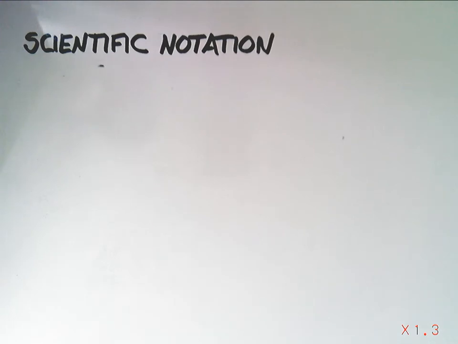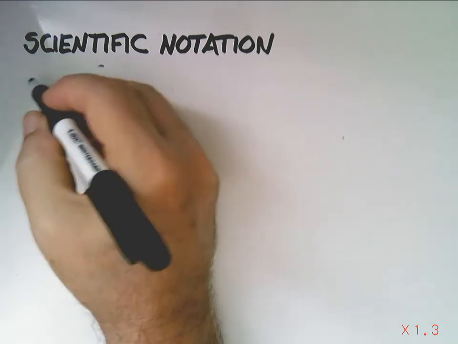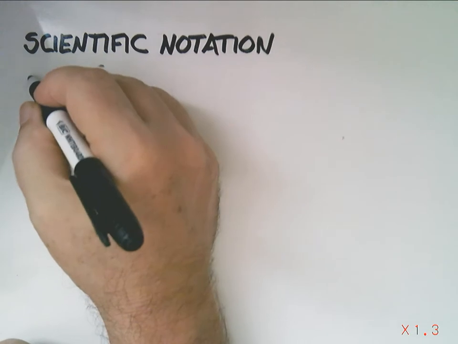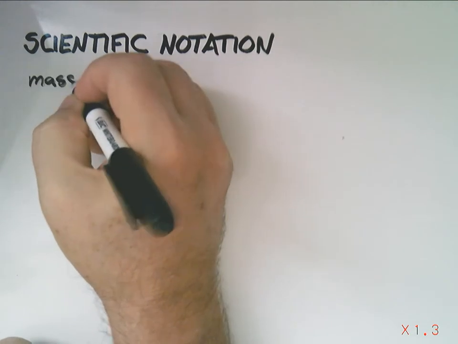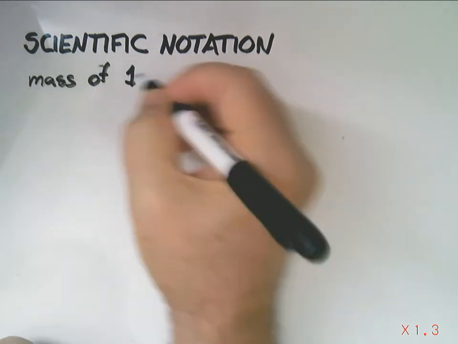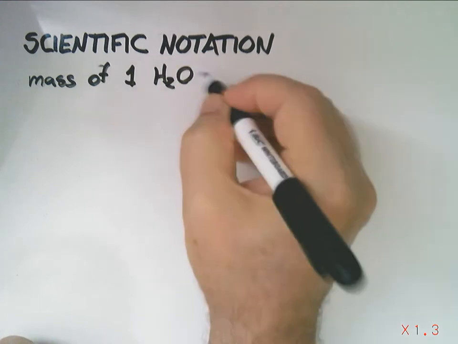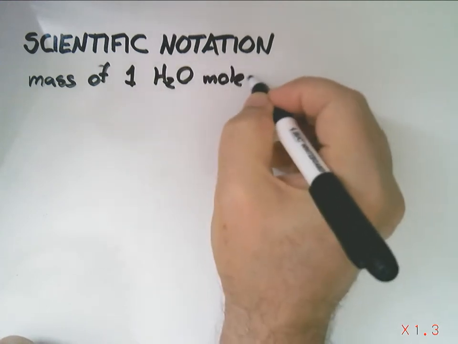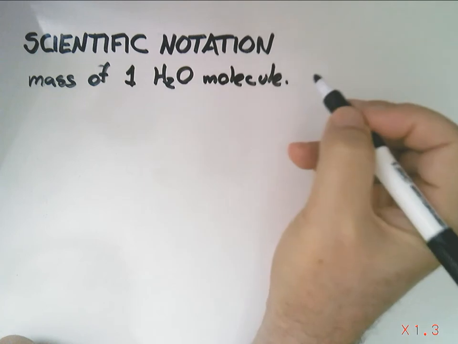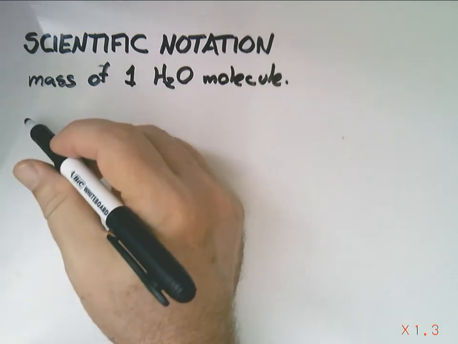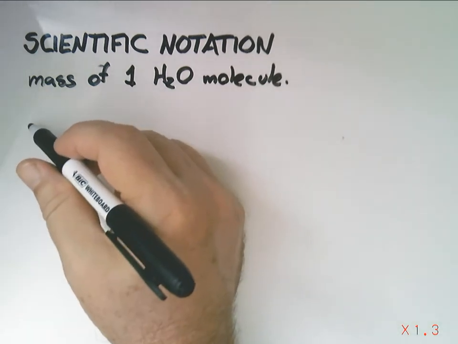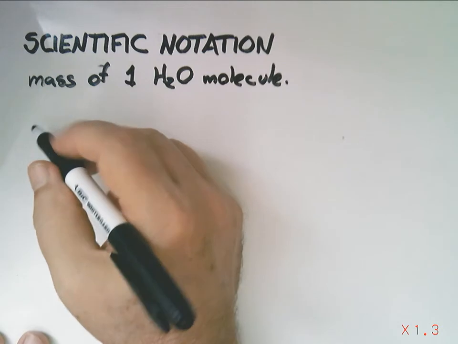Sometimes in science, we've got to deal with very large or very small numbers. For example, let's write down the mass of one water molecule. I have to be very careful about counting zeros when I write this mass down because it's so small.